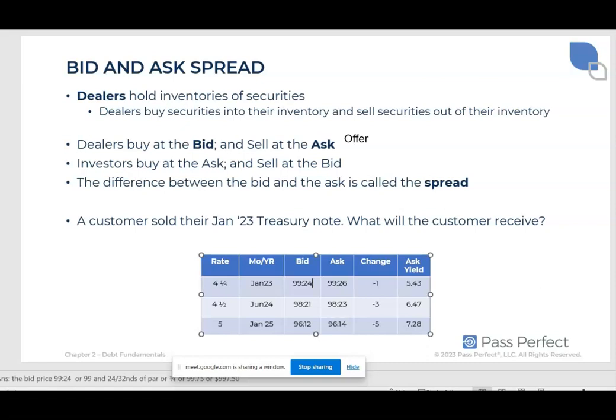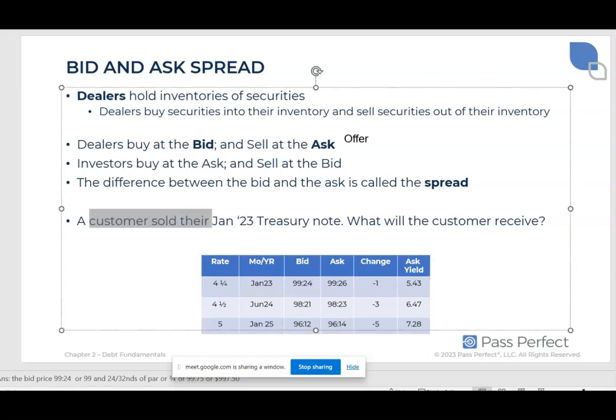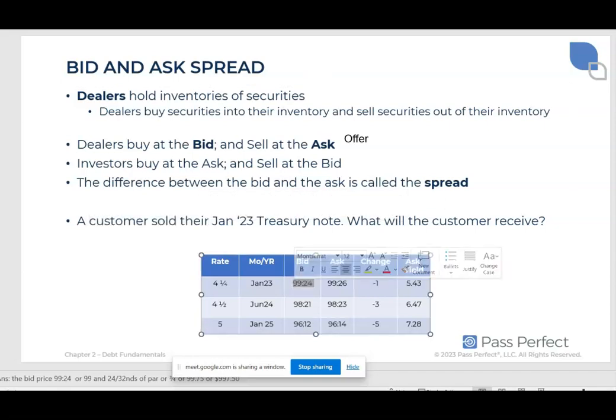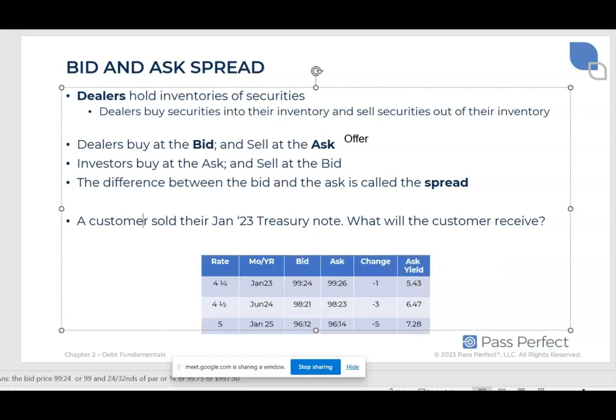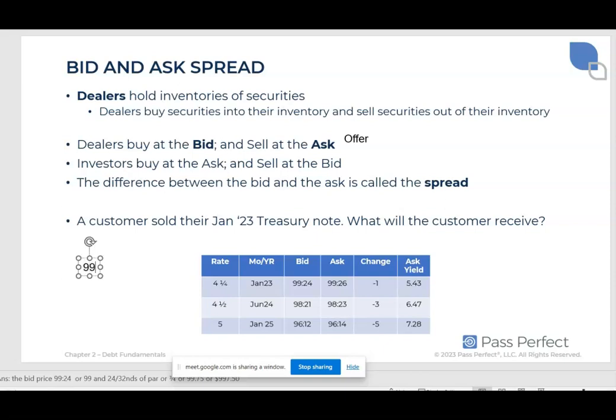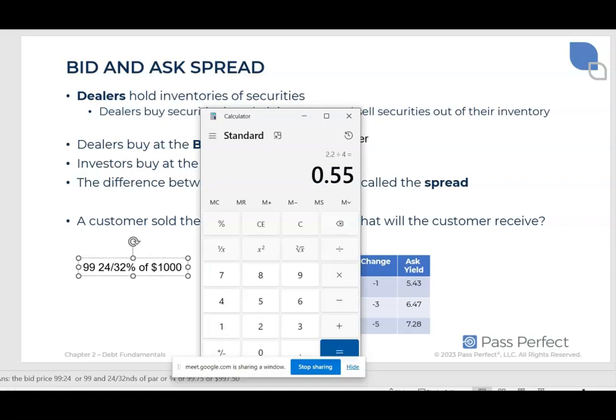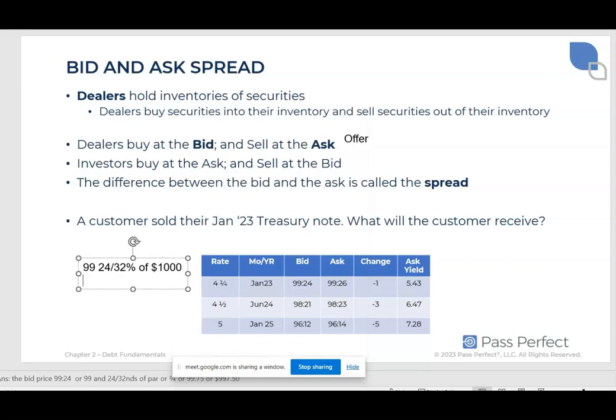But the bid here, right now, it says they're selling. So which price do they sell to, the bid price or the ask price? They're going to sell at the bid price, selling to the highest bidder, and the quote is 99.24, which, as we know, is a shorthand notation for 99 and 24 32nds percentage of par value. Now again, I'm going to use my calculator and take 24 divided by 32. I get 0.75. So in decimal format, 99.75% of par value. Now move the decimal point one place to the right: $997.50.